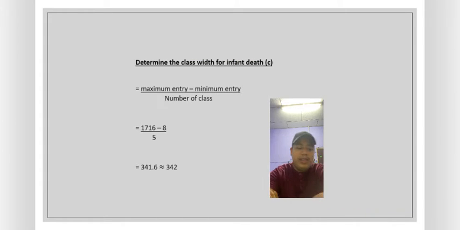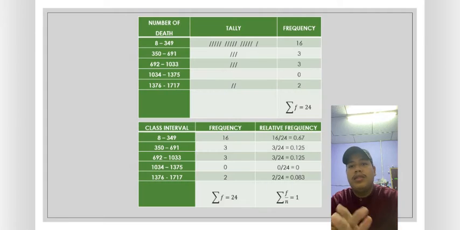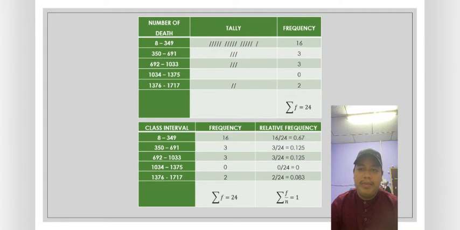Next is determining the class width for interval. The formula is maximum entry minus minimum entry, per number of classes: 1716 minus 8, divided by 5. So this is the number of tally marks for a class, which is the frequency for that class.